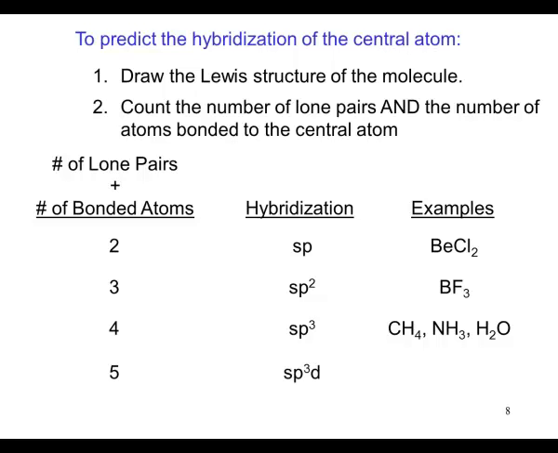5, hybridization is sp3d. PCl5 is an example. Bonded atoms are 6, sp3d2. This means 1 s, 3 of the p's, and 2 of the d's are hybridized. SF6 is the example.